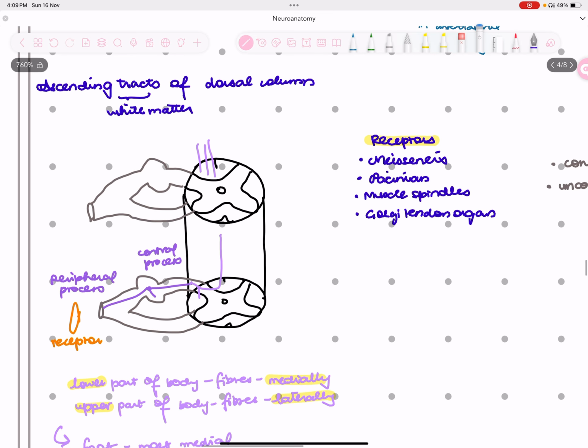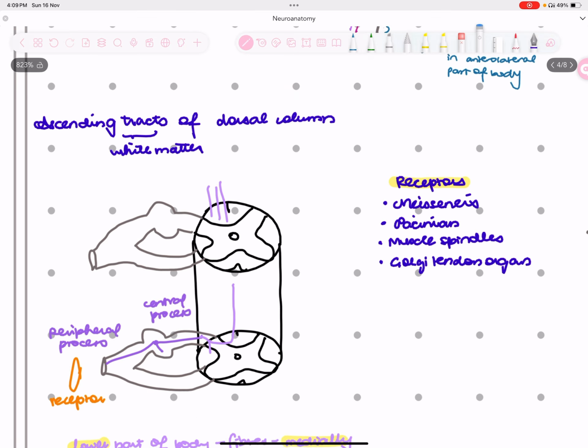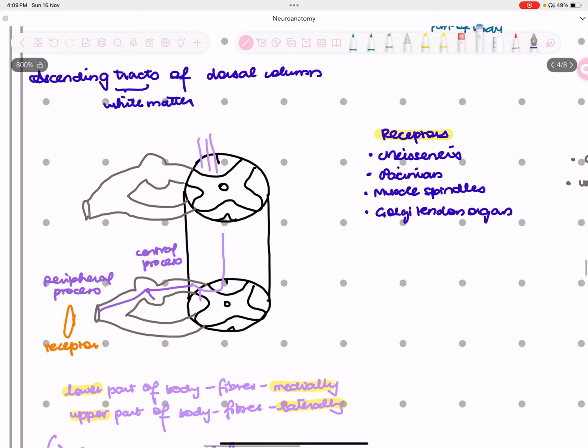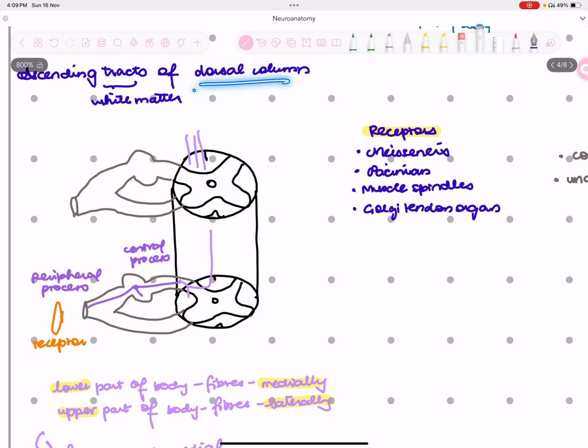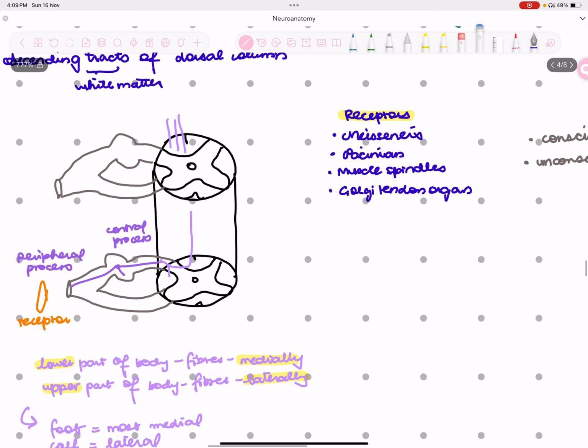Now, let's first discuss the more modern system, the dorsal column. So these are the ascending tracts of the dorsal column. Tracts, remember, are white matter. Let's first discuss those. What was the sense that it was detecting? Fine touch, and also the sense of position, proprioception, and two-point discrimination.